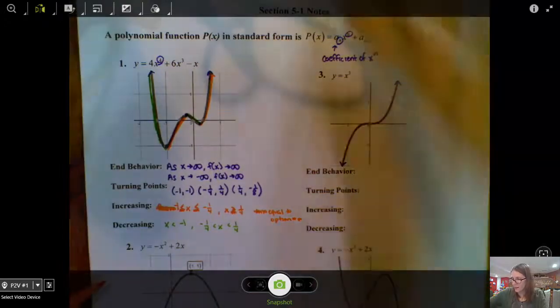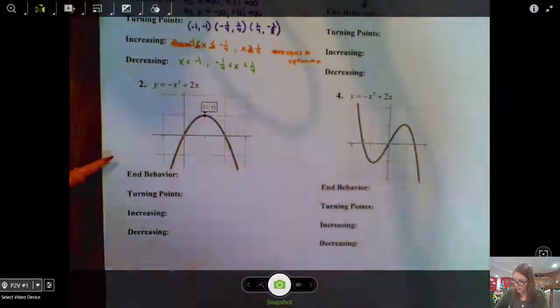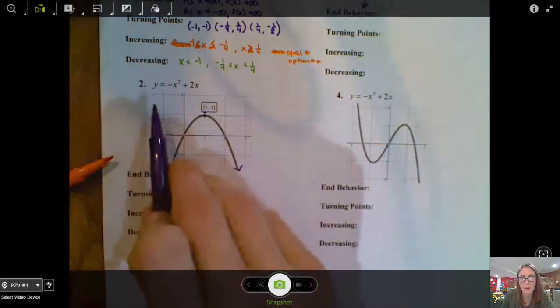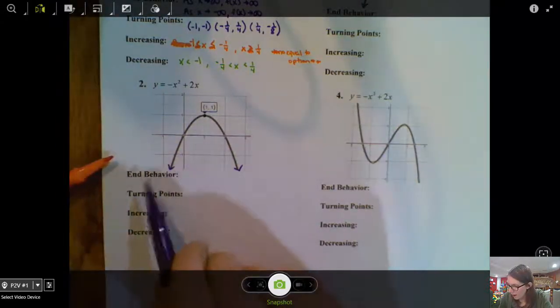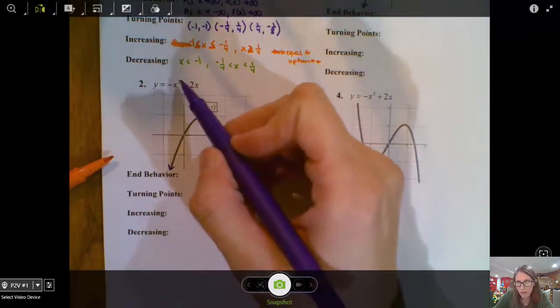All right, so let's look at the next one, number 2. Again, we really have arrows here. Our equation is y equals -x² plus 2x. And let's see, my end behavior, okay, second power.